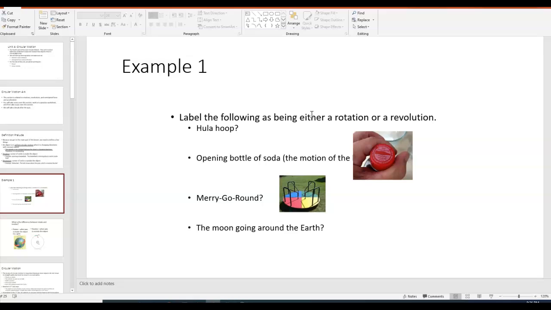Okay, so some really quick examples. It says, label the following as being either a rotation or a revolution. First things first, a hula hoop.